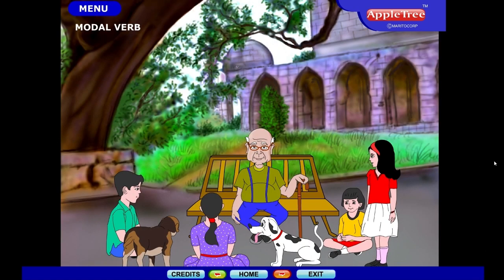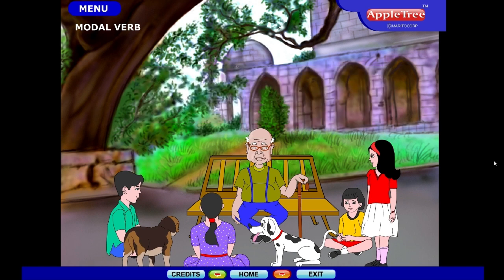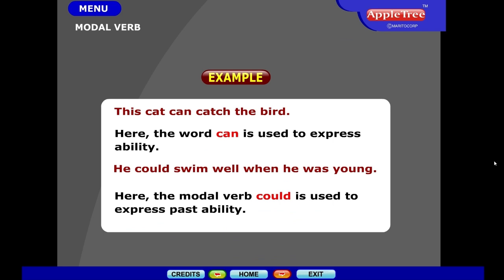Grandpa, what are modal verbs? Modal verbs express the mood of the speaker. They express probability, possibility, obligation, wish, and expectation of the speaker. The following examples will show how modal verbs express the mood of the speaker. This cat can catch the bird.